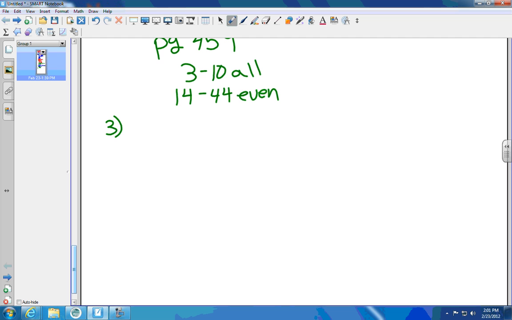So number 3, we have m to the -2. This problem's just like this in our notes. So we have m to a negative exponent at the top. What do we need to do with it? Bottom. So what's left on the top? 1. So your answer is 1 over m squared. Number 4.